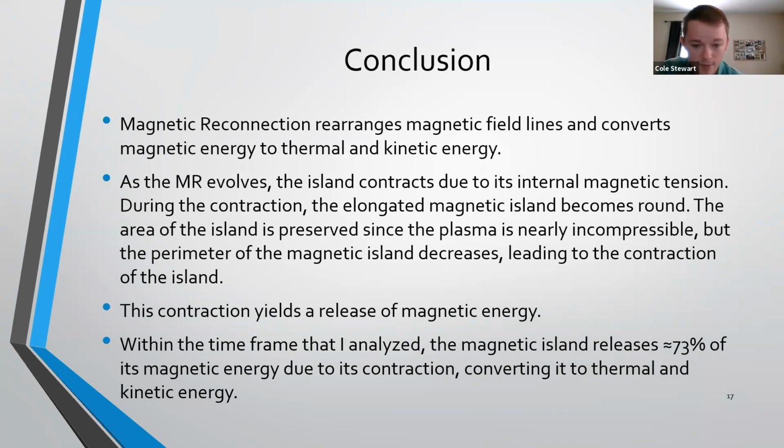And within the time frame that I analyzed, which are 40 time intervals from 15 to 35 omega I t, the magnetic island releases approximately 73% of its magnetic energy due to its contraction, converting it to thermal and kinetic energy.